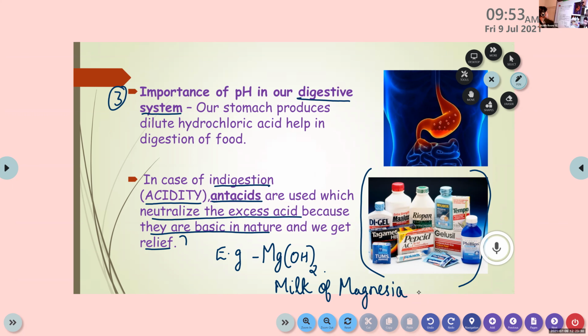You can also include this example. Magnesium hydroxide, its common name is milk of magnesia. It is basic in nature and it will neutralize the excess amount of acid produced in the stomach.